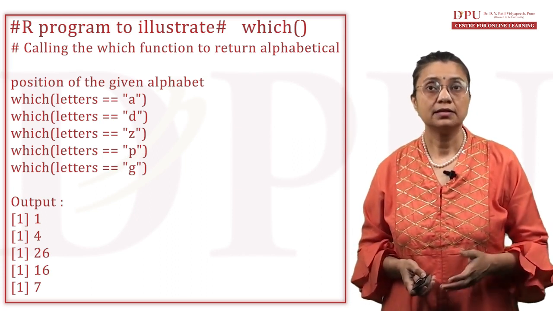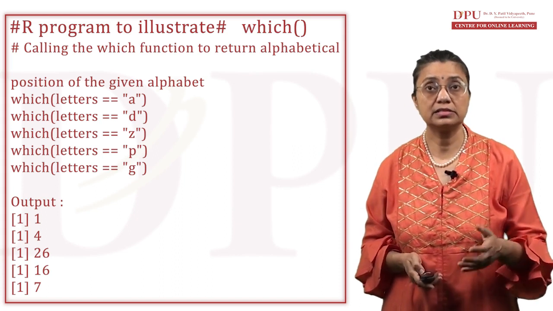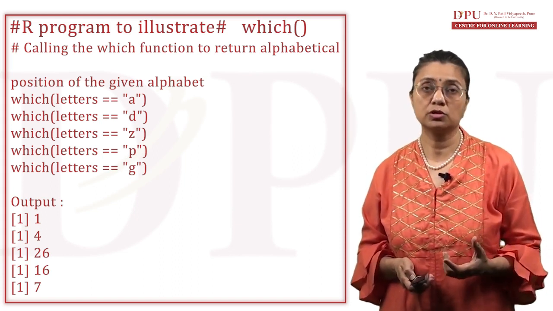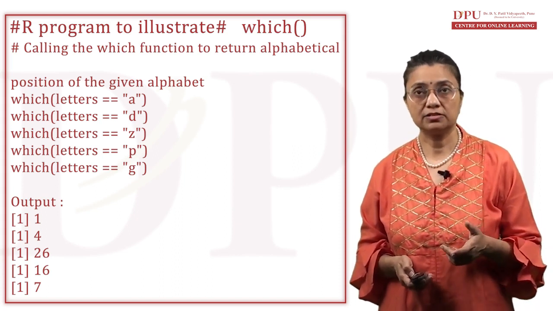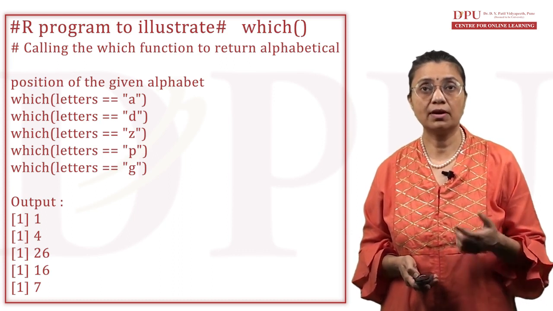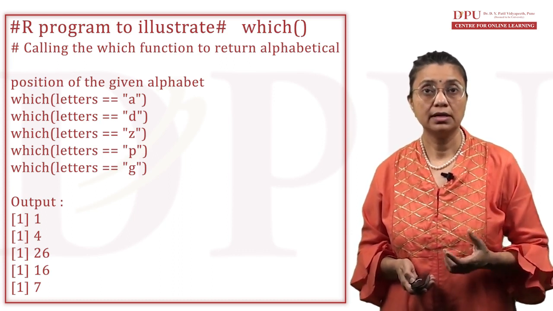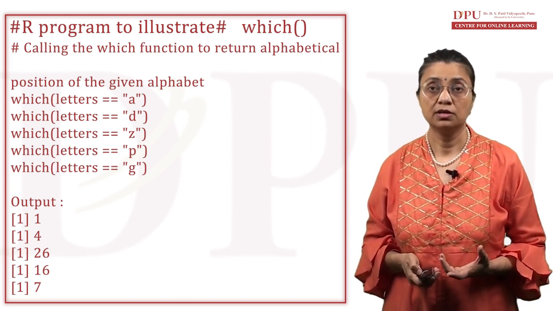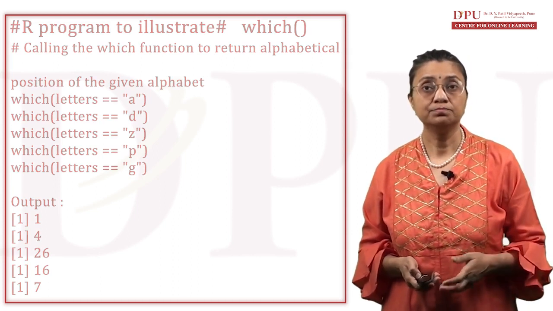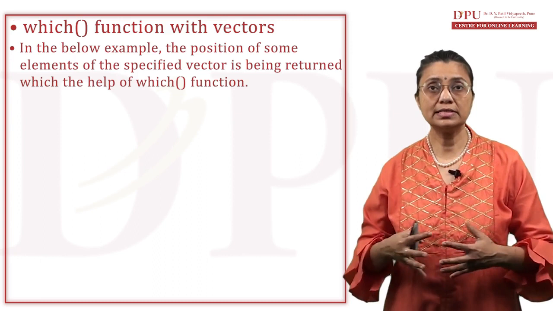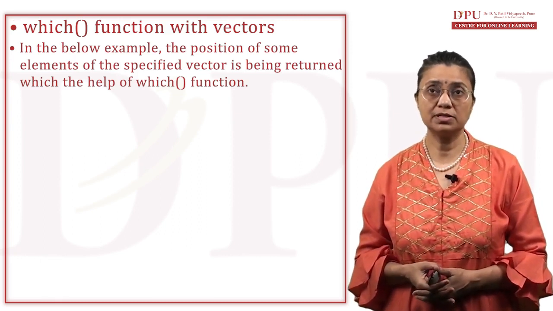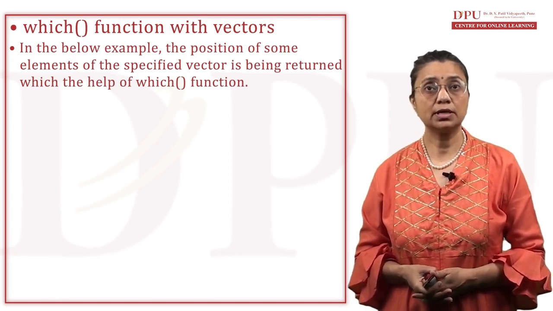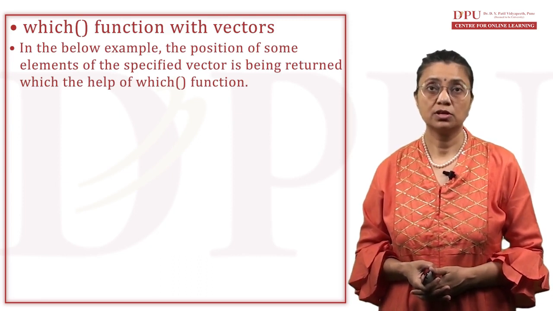So basically the which function over here is returning the alphabetical position of the specified letter. And then you can see that we have applied a condition over here, and with the help of that condition we are returning the position. In the below example, the position of some elements of the specified vector is being returned with the help of the which function.